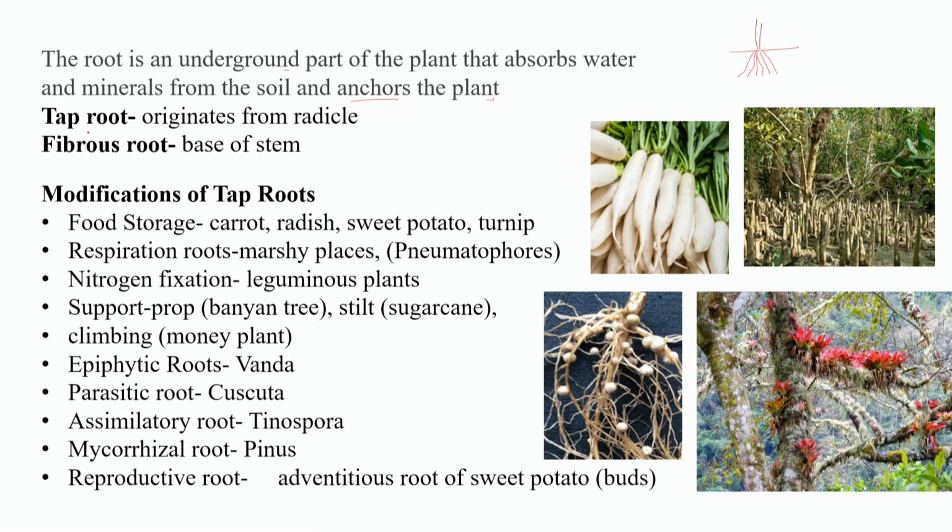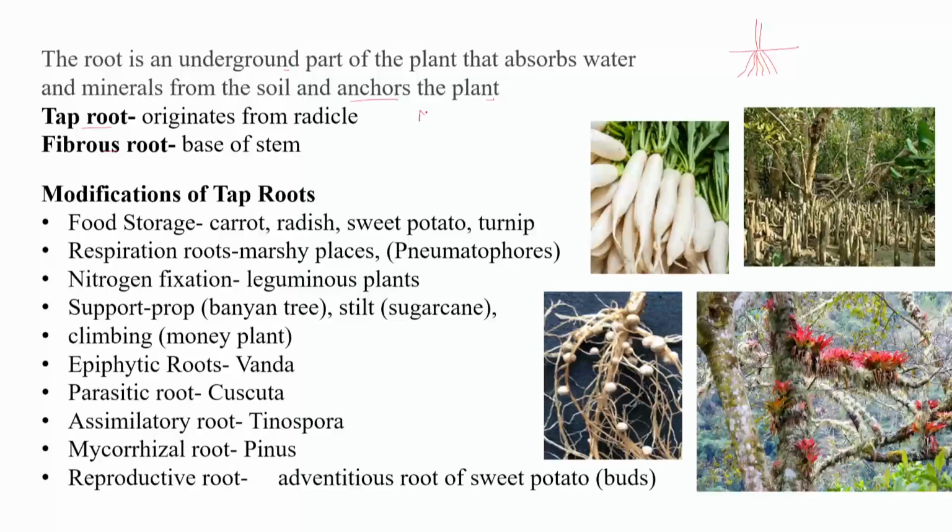Now, two types of root you would have heard of or studied: tap root and fibrous root. On this basis we can also divide monocot and dicot. There are different morphological features you would have studied to differentiate between monocot and dicot. This is also one feature: dicot plant has tap root system, whereas monocot plant has fibrous root system. It is also known as adventitious root.